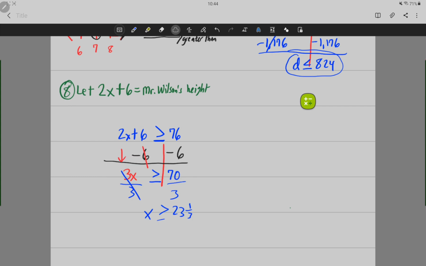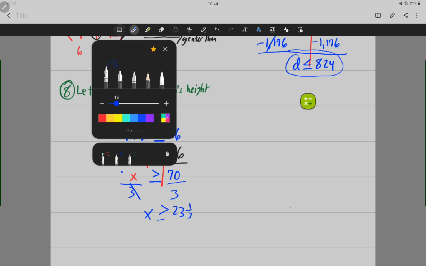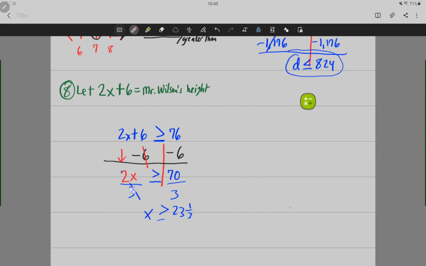Still going to subtract 6 on both sides. Now this is going to say, not 3x, it's going to say 2x. And now we have to divide by 2 on both sides. And now 70 divided by 2 is 35. So x is greater than or equal to 35. Right, so that's why we have to just double check our work just in case we make a mistake.